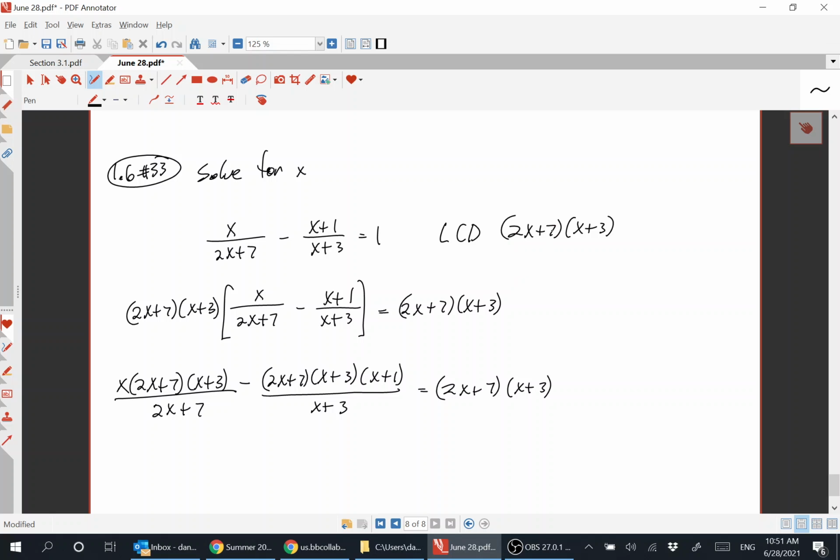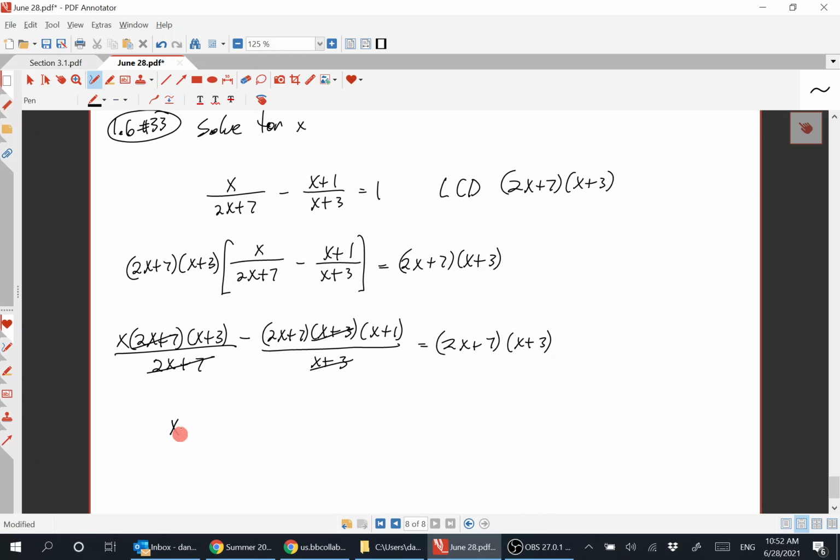Okay, so the least common denominator was just the product of these two denominators, right? Because there's no common factors between the two denominators. If there was a common factor, it's a little bit more involved to find the least common denominator. It's just all the factors together that encompass all of the denominators. So you multiply both sides of the equation by the least common denominator, distribute through here, and now do your cancellations, and all the fractions should disappear.